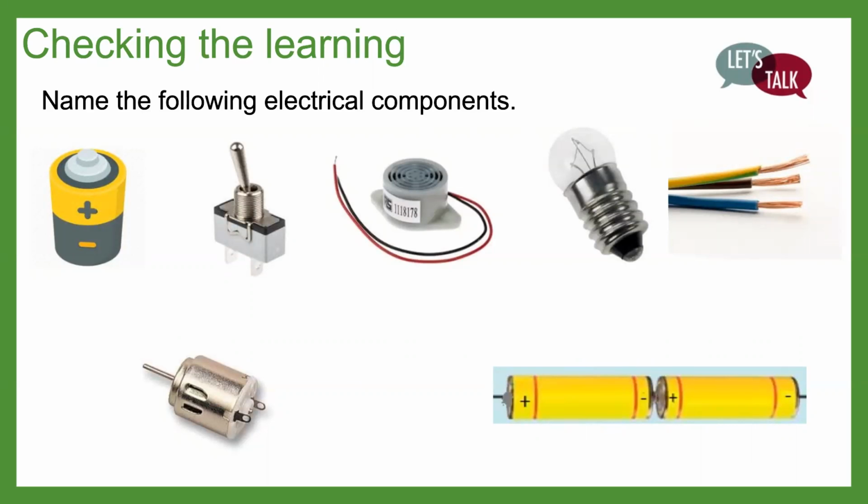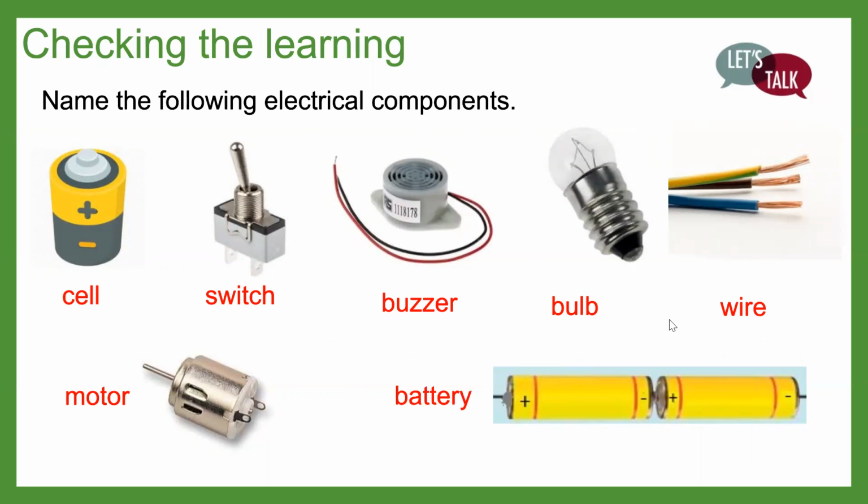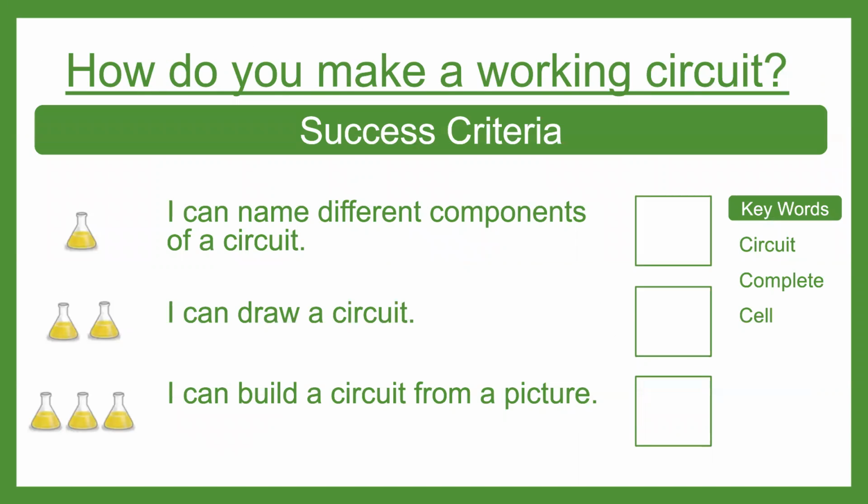The following electrical components are a cell, a switch, a buzzer, a bulb, a wire, a motor, and here we've got two cells together, so that would form a battery. So well done if you managed to get all of those correct. We can say now, if we got all of that, that we can name different components of a circuit. So that will tick off that success criteria for us.